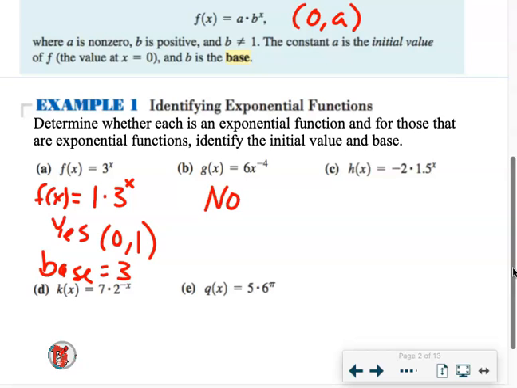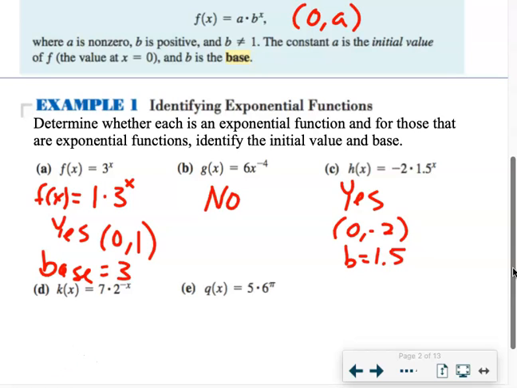All right, then I need to hear from somebody about C. Natalie, what did you do for C? I said it was. It is. So what did you get for what did they call it up there? The initial value. 0, negative 2. Excellent. And what's the base? 1.5. It is, thank you very much.